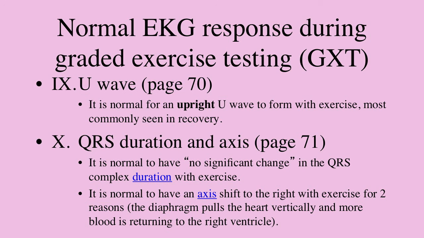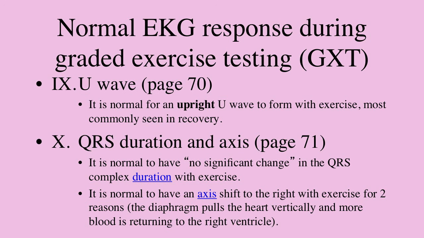Usually, and again 70 shows the example in the bottom, this is most commonly seen in recovery. You don't see it right at the end of exercise, but when you have somebody lie down after, a lot of times you see the U wave. And this is normal as long as it's upright above baseline. Okay, the next two together actually have to do with the QRS complex duration and axis.